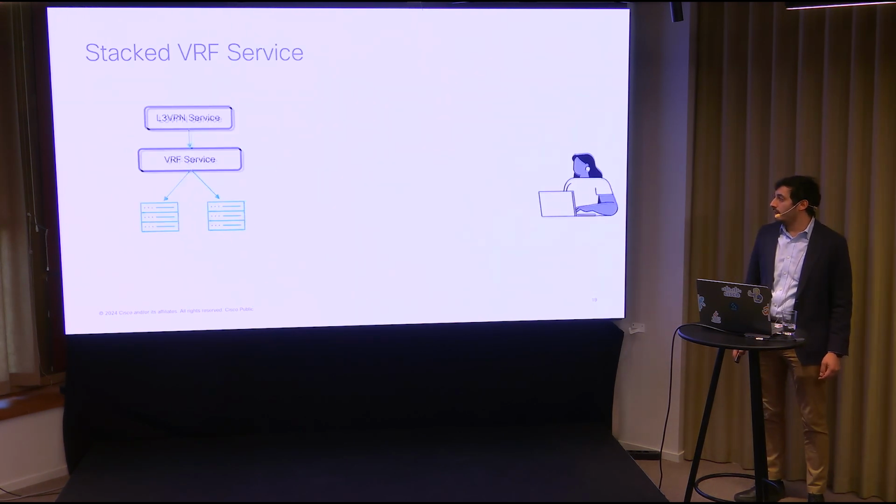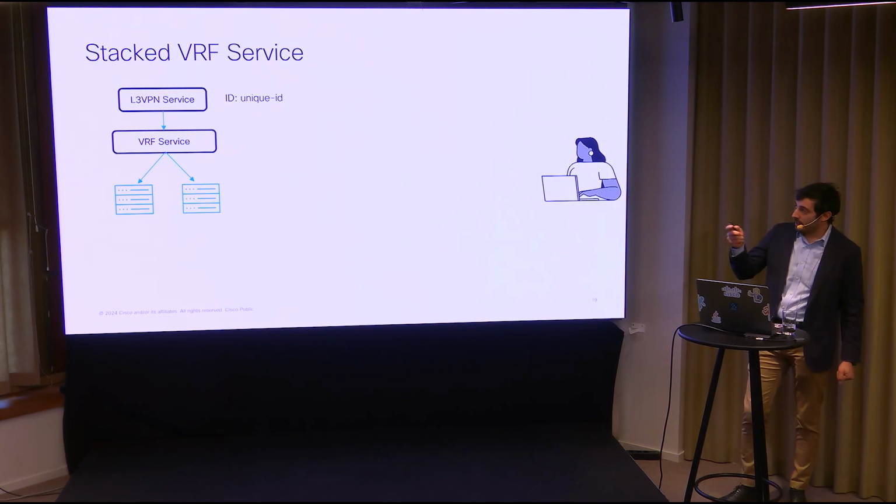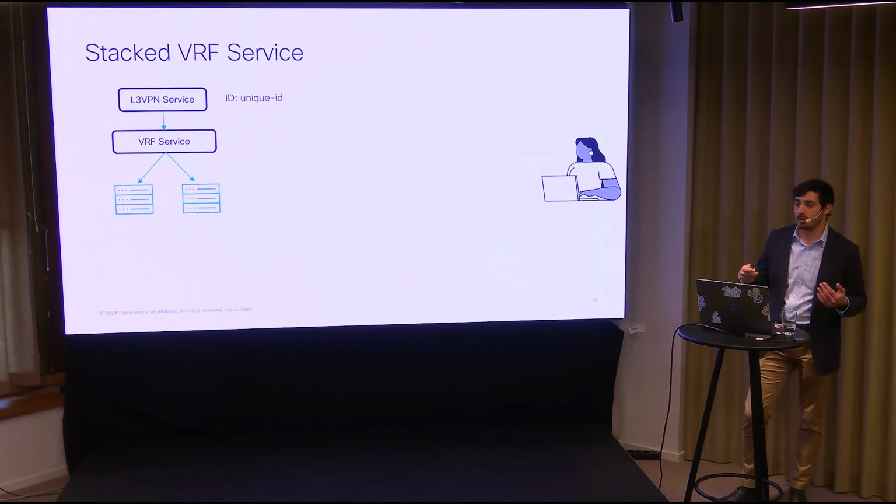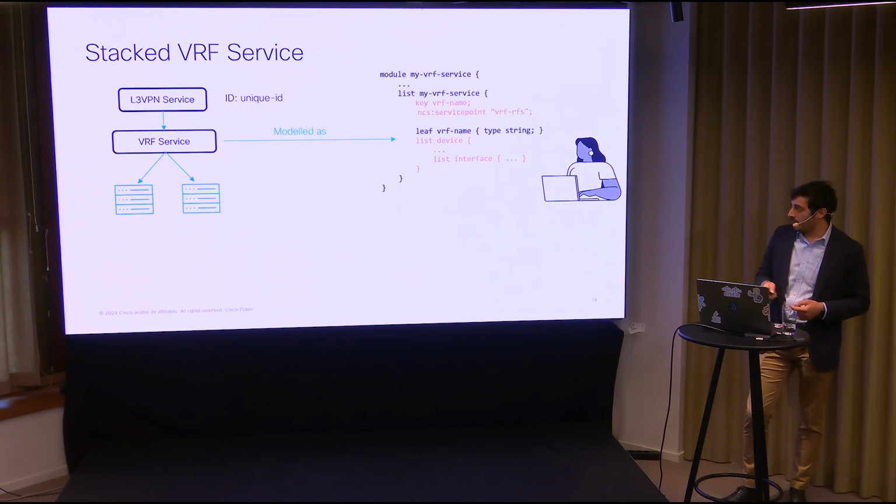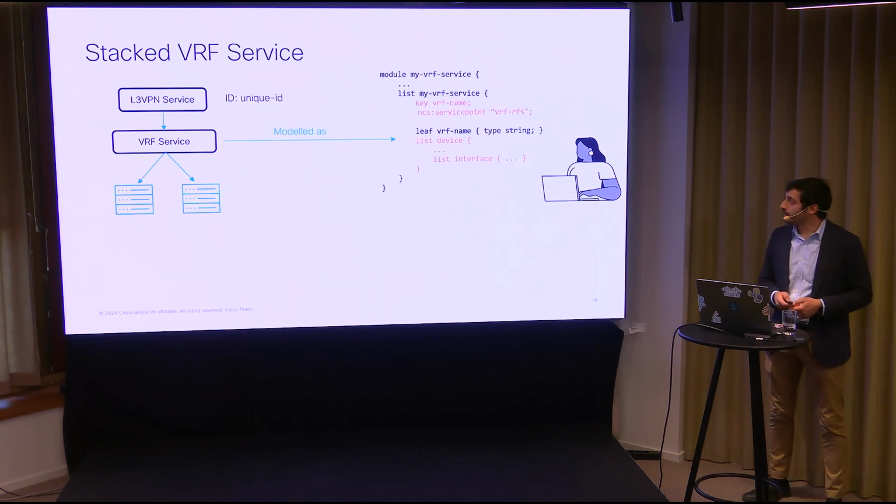Now, let's have a look at how they were modeled. We are not interested in the L3VPN service. You just need to know that it uses a unique ID for each service instance. So every time, each user intent will be mapped to a single service instance. But let's see how it's done for the VRF service.